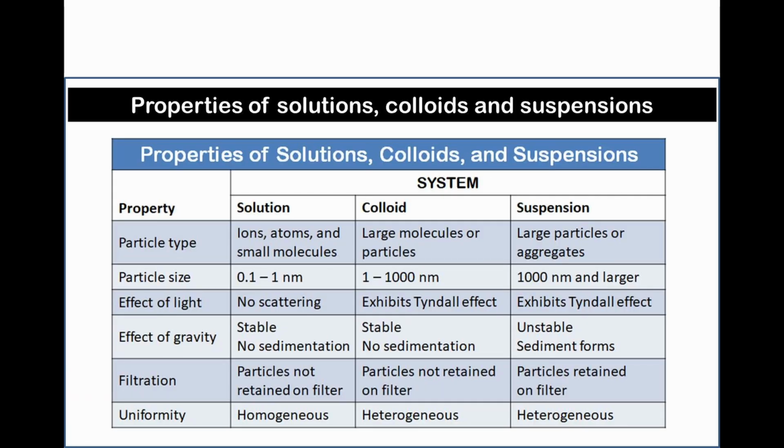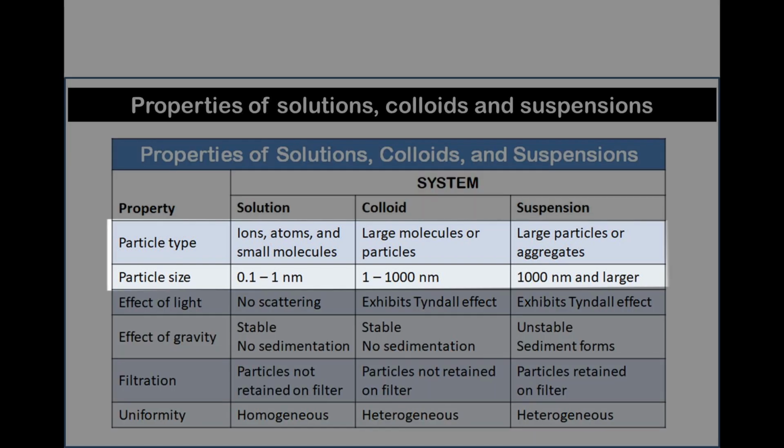This table summarizes the properties of solutions, colloids, and suspensions. Let's have a look at the particles. The solvated particles in a solution can be ions, atoms, and small molecules with a size less than 1 nanometer. In a colloid, the particles are large molecules or particles with a size between 1 and 1000 nanometers. Suspended particles are very large or aggregates with a size of 1000 nanometers or larger.